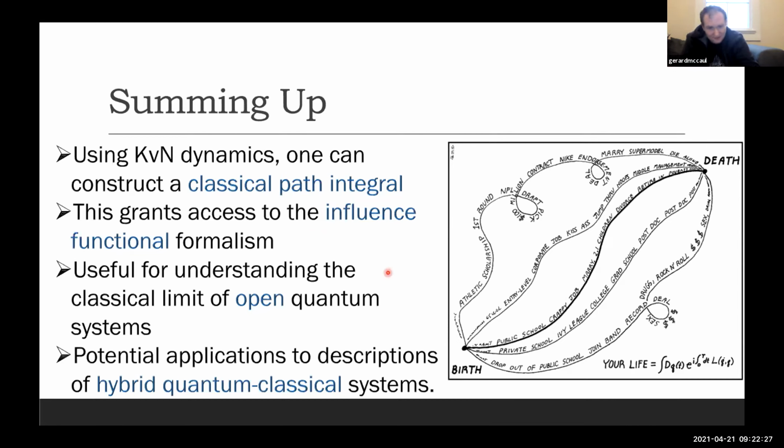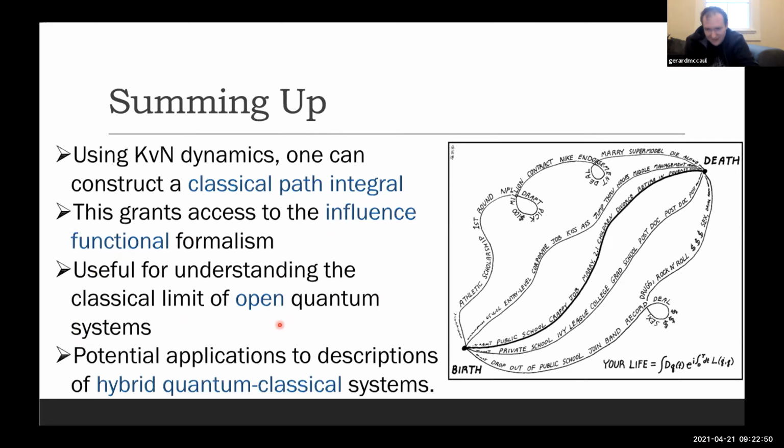Now, using this, you can understand a little bit better the classical limit of some open quantum systems. But it also raises the point that, as we've seen yesterday, there are a lot of discussions of hybrid quantum-classical systems, and ideas for how you construct a generator for this hybrid system?